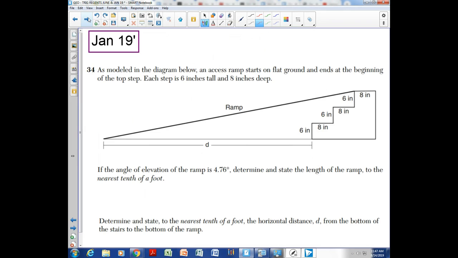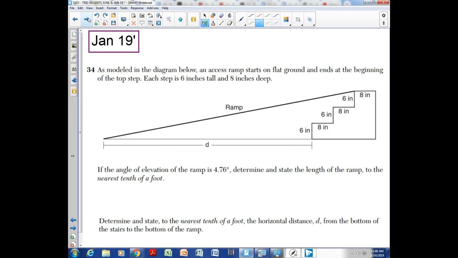Okay, all right, we got a big one here. All right, let's take a look at this. January 19, question number 34. As modeled in the diagram below, an access ramp starts on flat ground and ends at the beginning of the top step. Each step is 6 inches tall and 8 inches deep. If the angle of elevation of the ramp is 4.76 degrees, determine and state the length of the ramp to the nearest tenth of a foot.